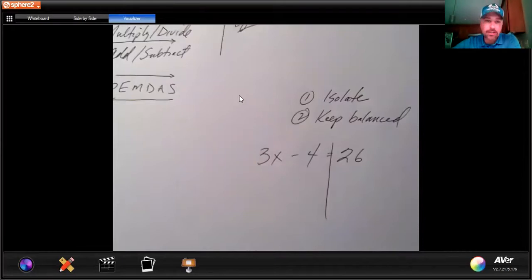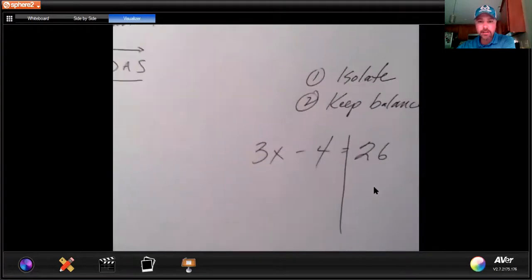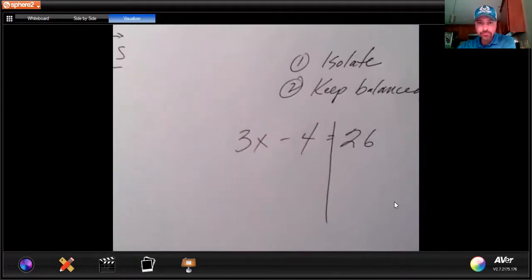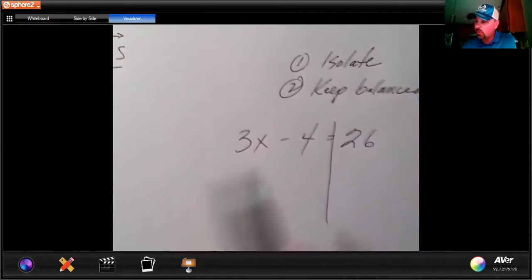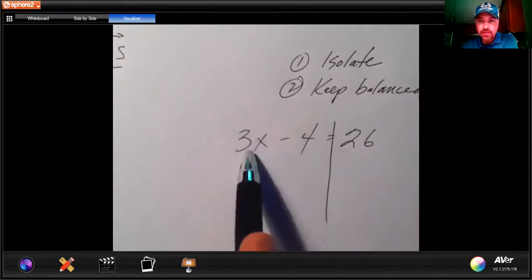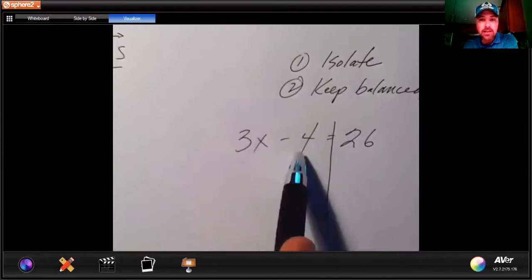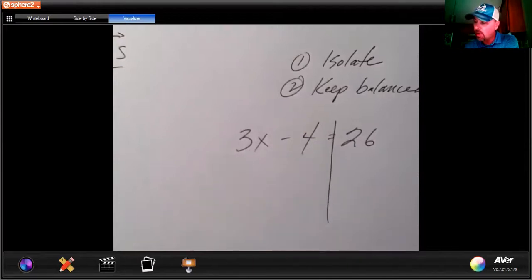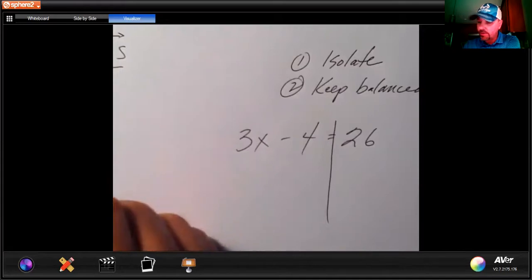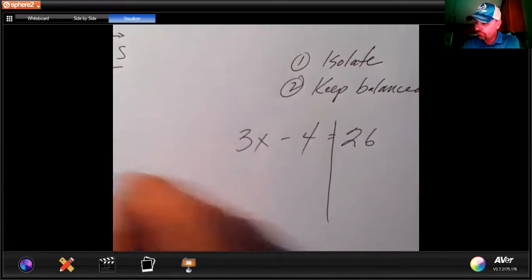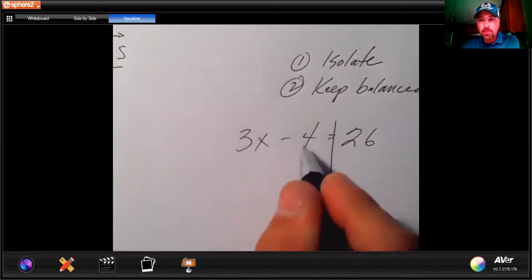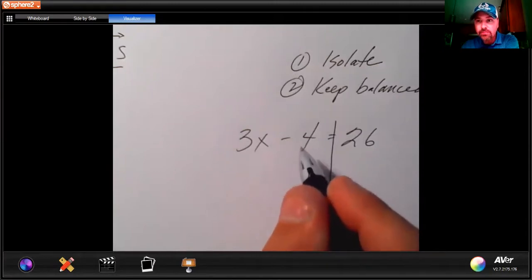All right, so let's take a look at this problem. First thing I want you to think about is looking at this equation, and really we're looking at this left side, 3x minus 4. I want you to think about what operations those represent, okay? So we have the 3x, that represents an operation, and then we have the minus 4. So the 3x represents multiplication, and the minus 4 represents subtraction.